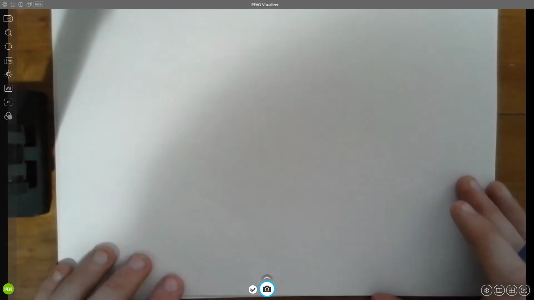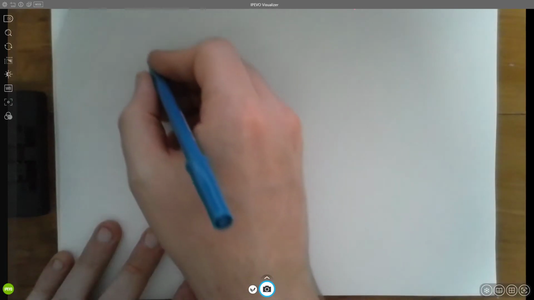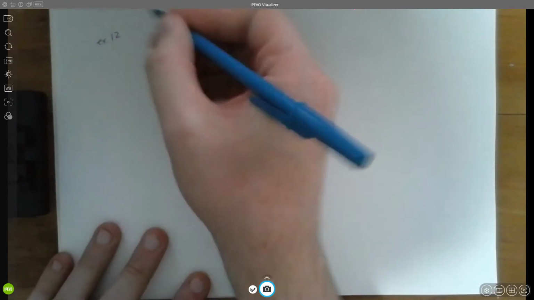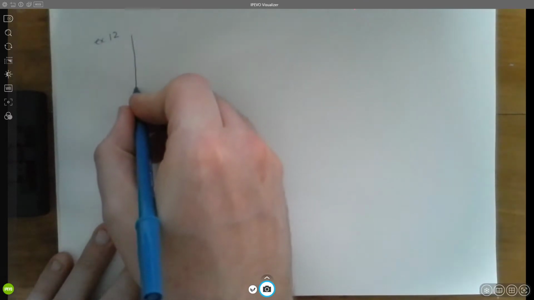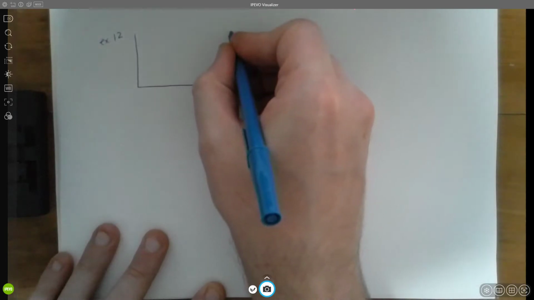Let's take a look now at example 12. Example 12, we are now given a rectangle. And so let me draw out what we have or what we know so far.